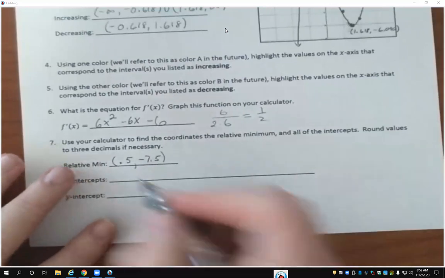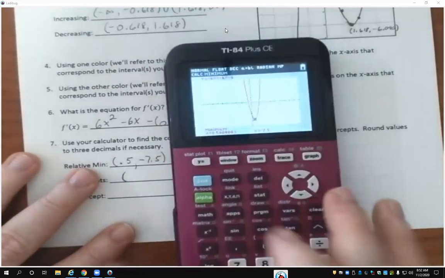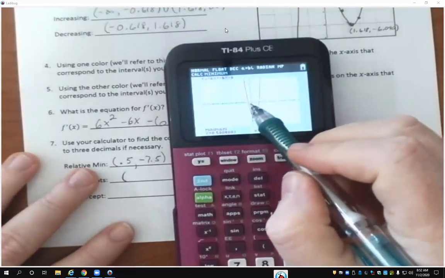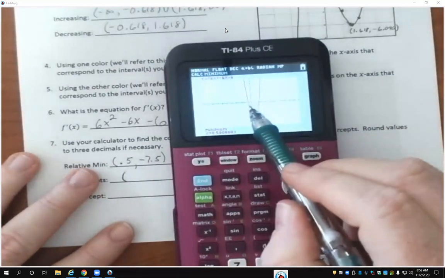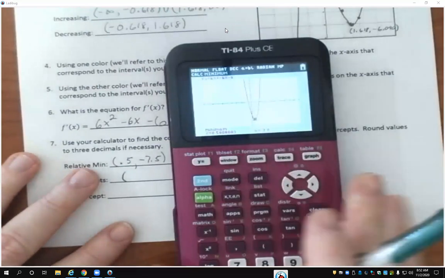And then the 2 x-intercepts. Here's where it gets interesting. Okay, we have one x-intercept, which is between 0 and negative 1. And we have another x-intercept, which is between 1 and 2.